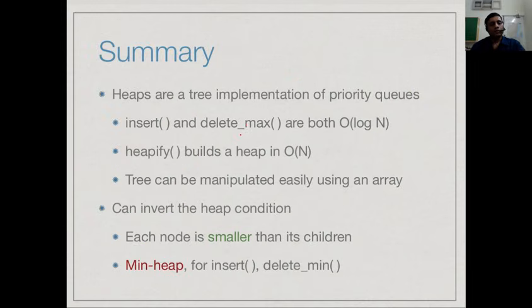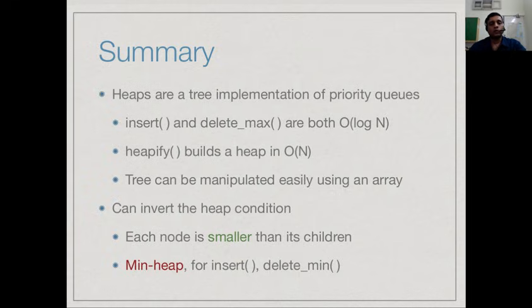So to summarize, what we have seen is that heaps implement priority queues using special balanced trees. In these trees, both insert and delete max are logarithmic. We can use this bottom-up heapify to actually build a heap in order n time. And what is most useful is that this heap can actually be manipulated very simply as an array.